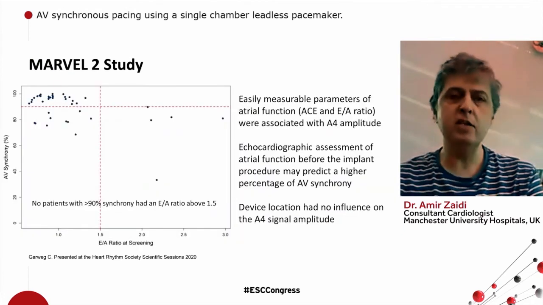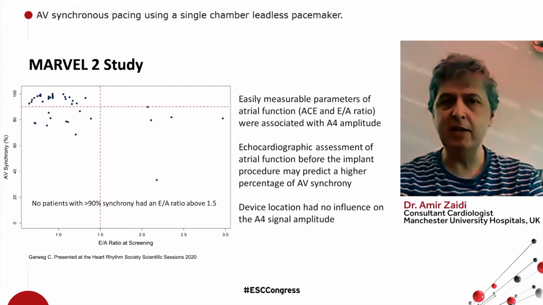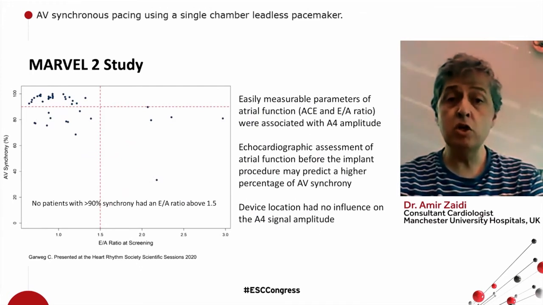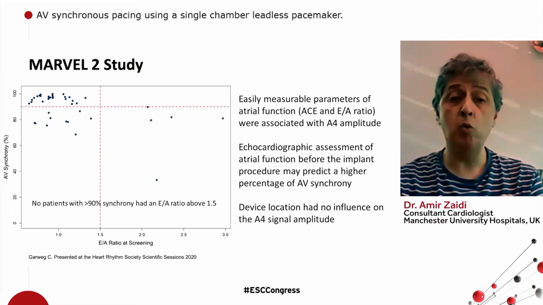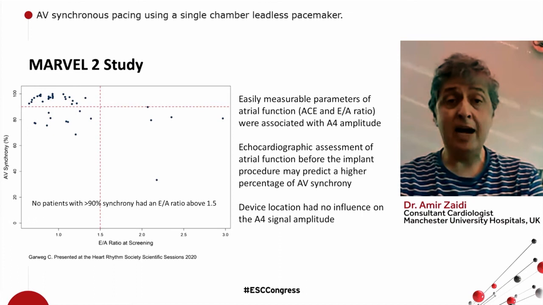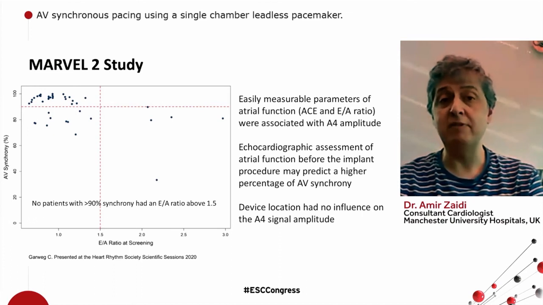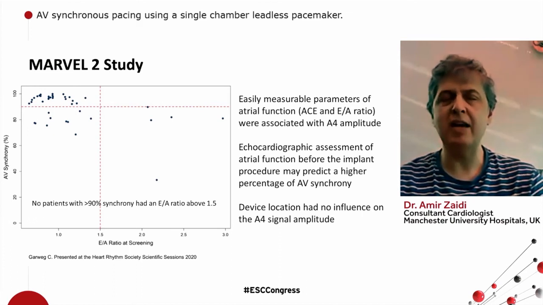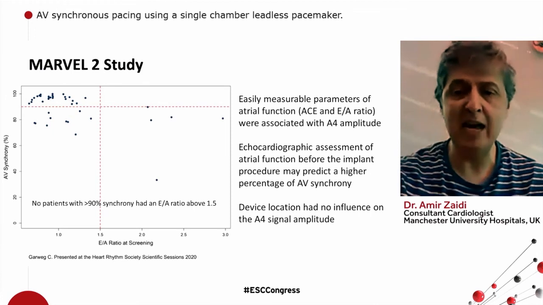One of the things that was particularly striking in the Marvel 2 study was that no patients who had an E to A ratio above 1.5 on echo had greater than 90% AV synchrony, and that's the sort of level of AV synchrony that we should be aiming for.